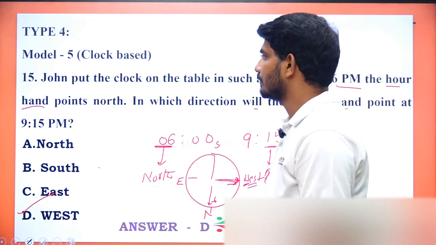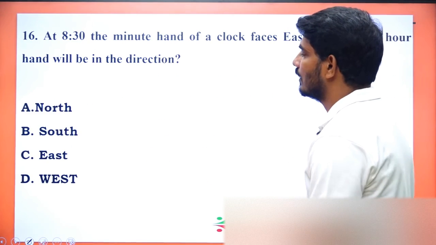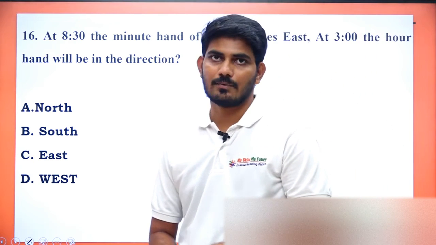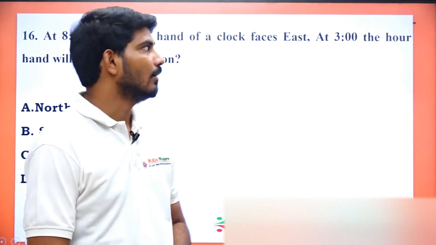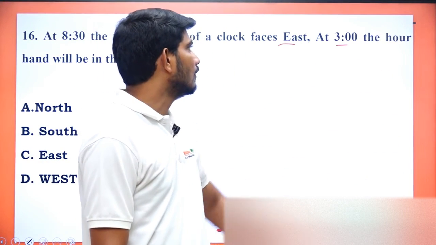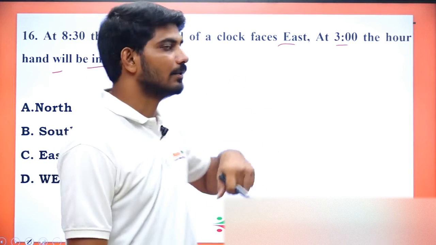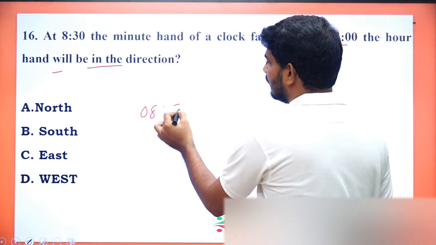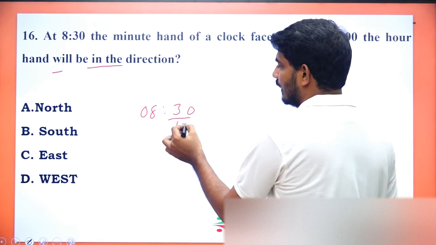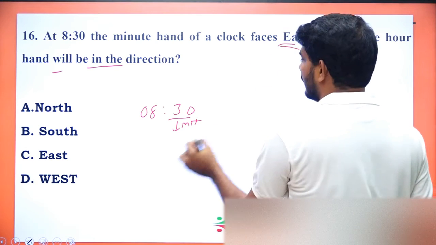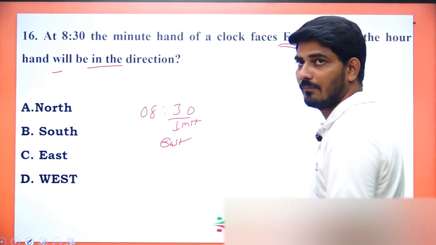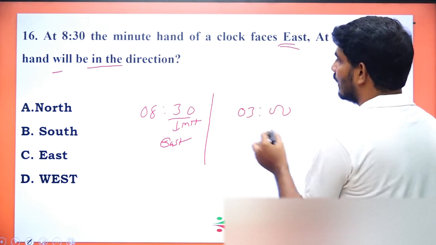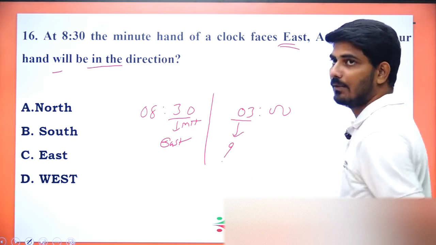Next model. Here is one more question related to this one. At 8:30, the minutes hand of a clock faces east, and at 3 o'clock, in which direction will the hours hand be? At 8:30, this will be the minutes hand, facing in east direction. He asks us to find, at 3 o'clock, in what direction the hours hand will be.